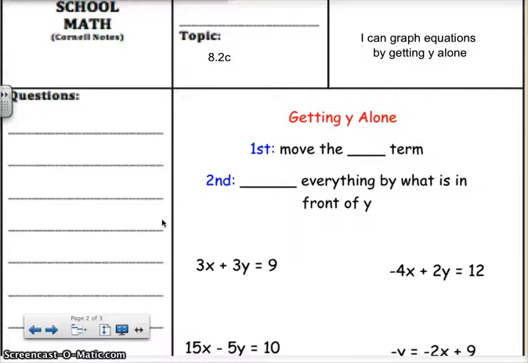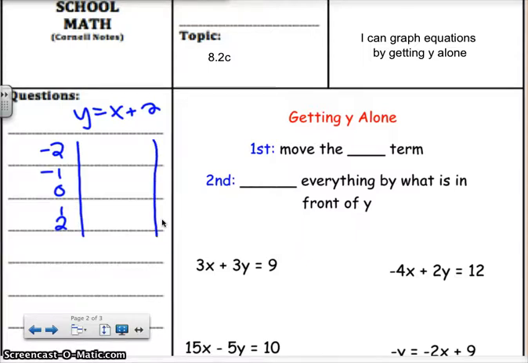All right, we are moving on to our last part of 8.2, graphing. They're going to have you graph using a table of values when y is not alone. So you're used to graphing like this, y equals x plus 2, and you'd pick some values for x, figure out your y, and then you'd have some points, and you'd plot the points. Well, when y is not alone, it's a little trickier.